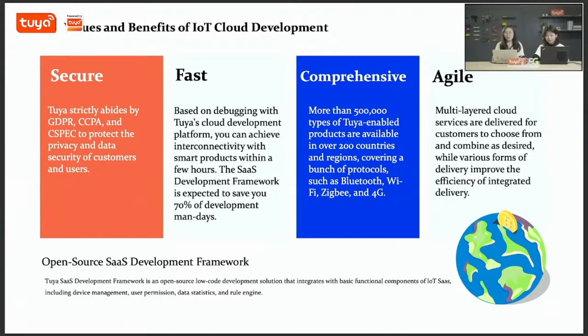And the comprehensive and agile part is very easy to understand. Right now, Tuya supports almost all the communication protocols, including the most popular ones, Bluetooth, Wi-Fi, Zigbee, and for the outdoor, protocols like 4G, something like this. With the open source SaaS development framework, Tuya can provide open source local development solutions to our clients, to help them do their own IoT business.